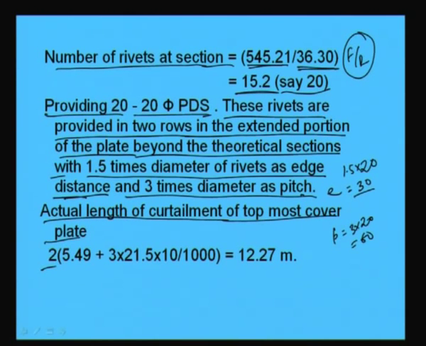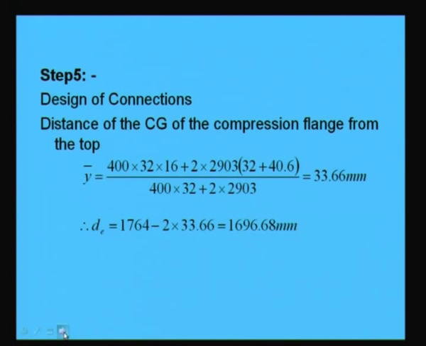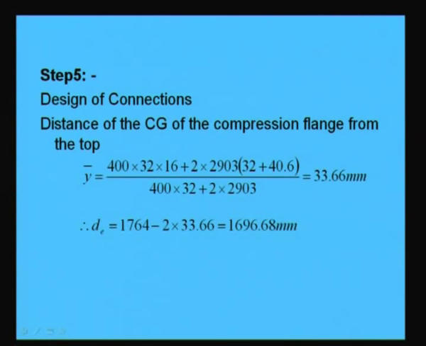2 into 5.49, that is the length whatever we have calculated, plus 3 into 21.5 into 10 by 1000 for making it meter. So, we are going to get 12.27, right, 12.27 meter. So, now curtailment is over, next step is the connection design. We will go to design the connections, right. So, step 5 will be design of connections.